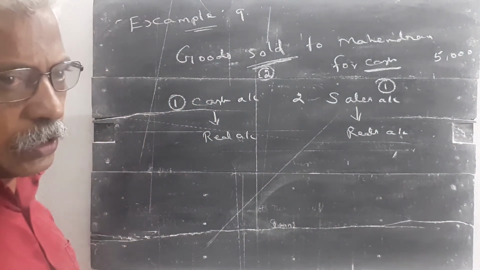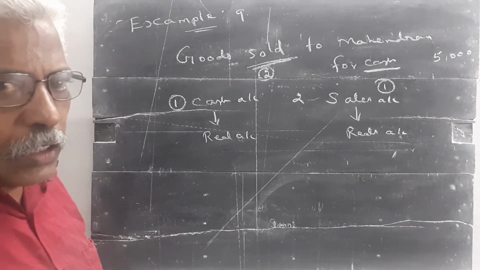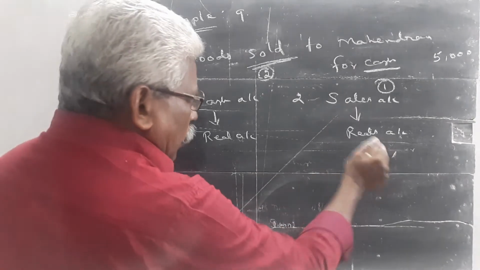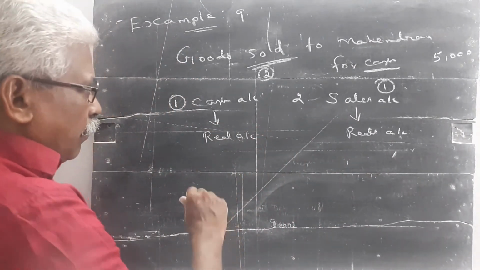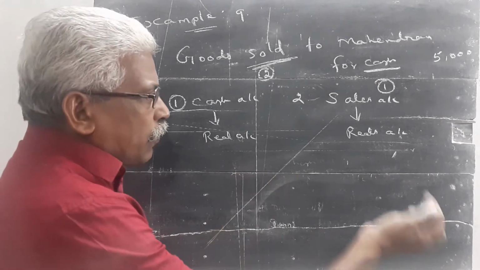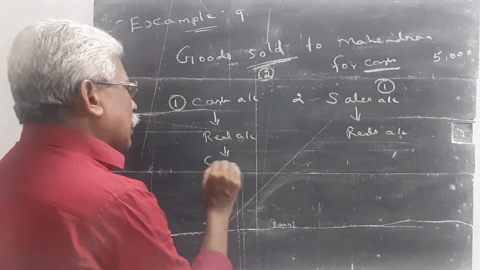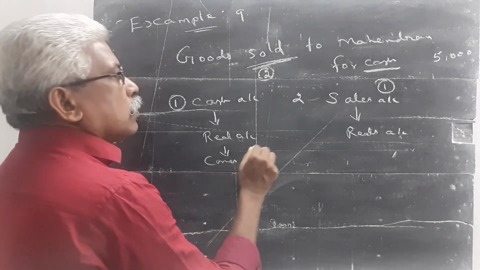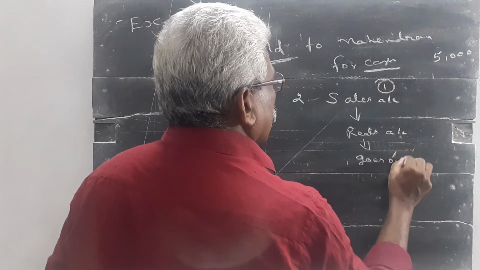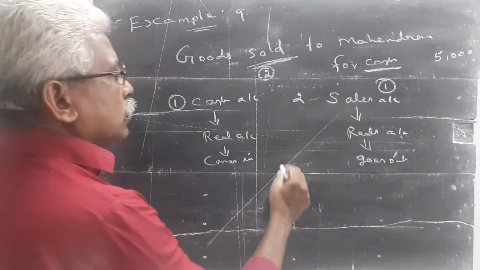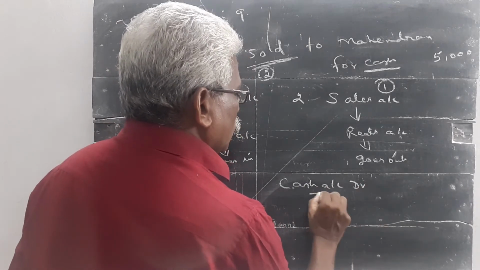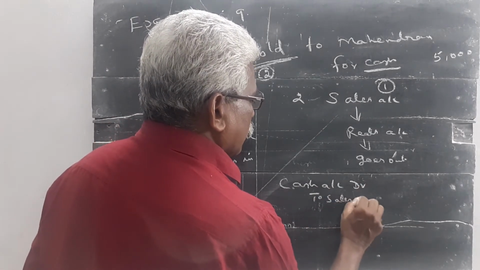Both are real accounts. The rule is debit what comes in, credit what goes out. When we sold the goods, cash comes to our hand, goods go out of our hand. So cash comes in, goods go out. So the journal entry is cash account debtor to sales account.